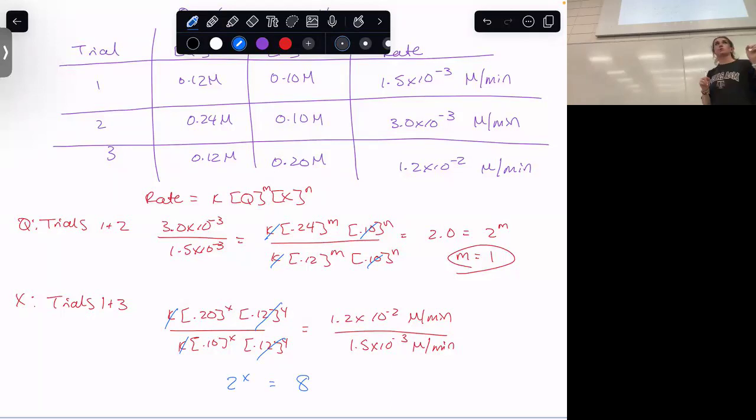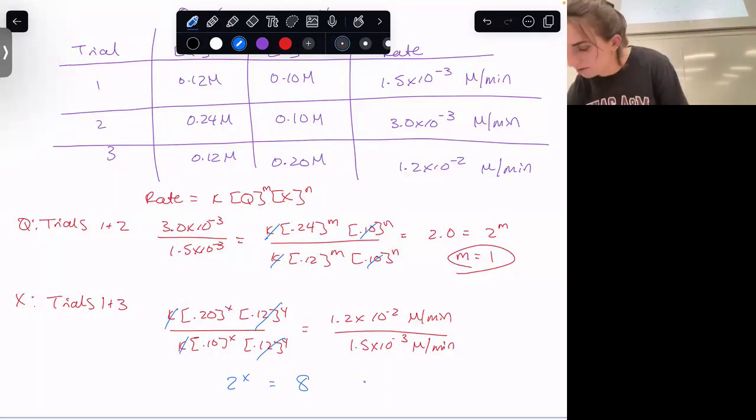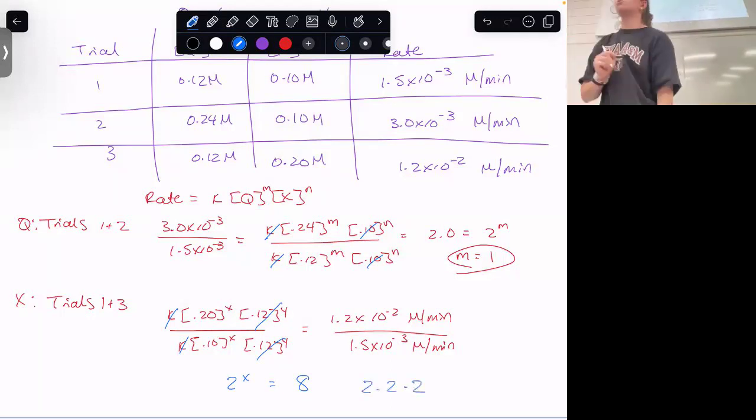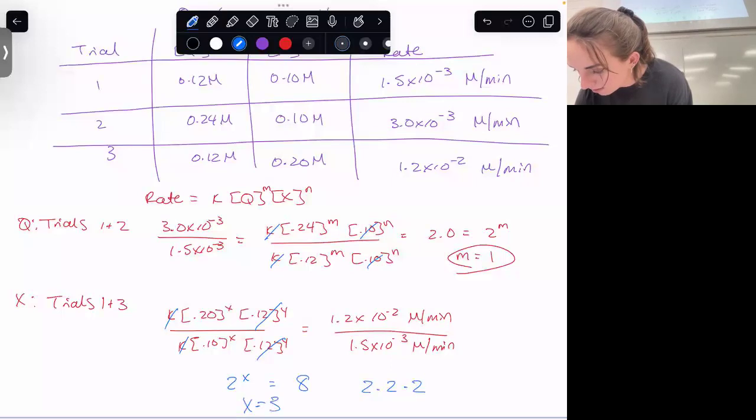Right? And remember, this is 2 to the x power and not 2 times x. So if you want to solve for x, what value do you need in order to get to 8? 3, right? Because 2 times 2 times 2 is what we're looking at here. So that would be 2 times 2 is 4 times 2 is 8. So here, x is equal to 3.